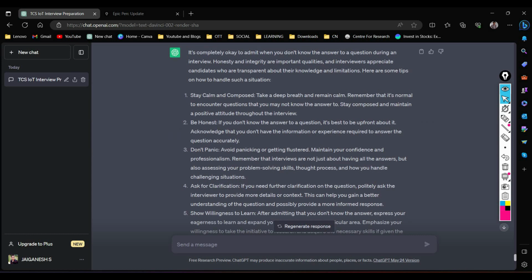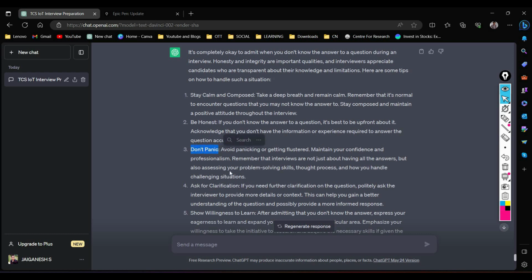It says that it is completely okay to admit when you don't know the answer to a question during an interview. Honesty and integrity are also important qualities. Here are a few tips on how to handle such situations. You can stay calm and composed. Take a deep breath and remain calm. Remember that it's normal to encounter questions you can't answer, and be honest. Don't try to cook up things, because the interviewer will easily identify that you are making it up.